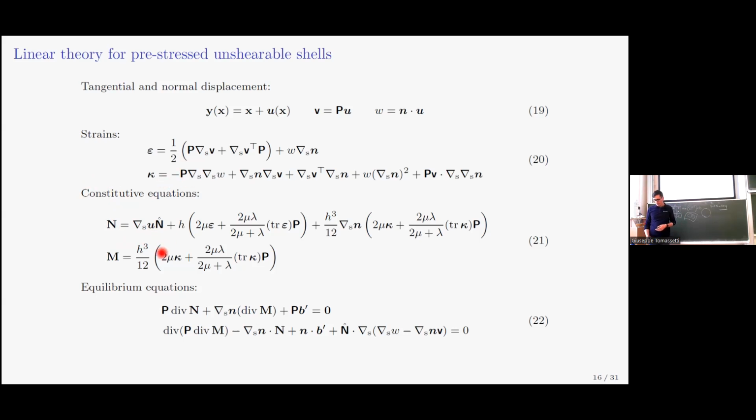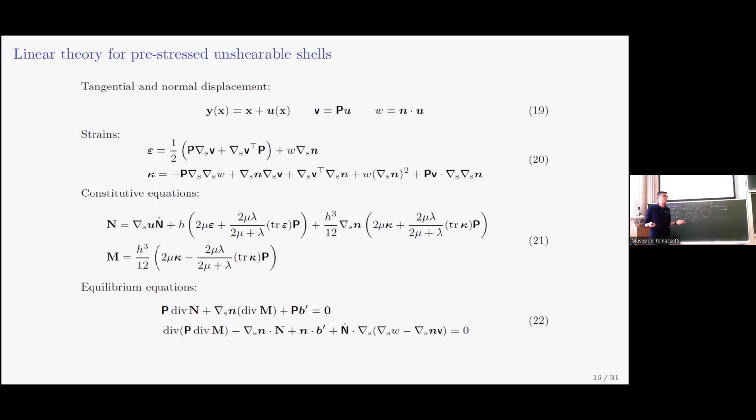And these are the equilibrium equations that you obtain. So this one is the equilibrium equation in the tangential direction. And this other one is the equilibrium equation in the normal direction. As you can notice, differently from theories of 3D continua, the bending moment appears with a double divergence. So it's a second order equation for M, differently from the first equation.